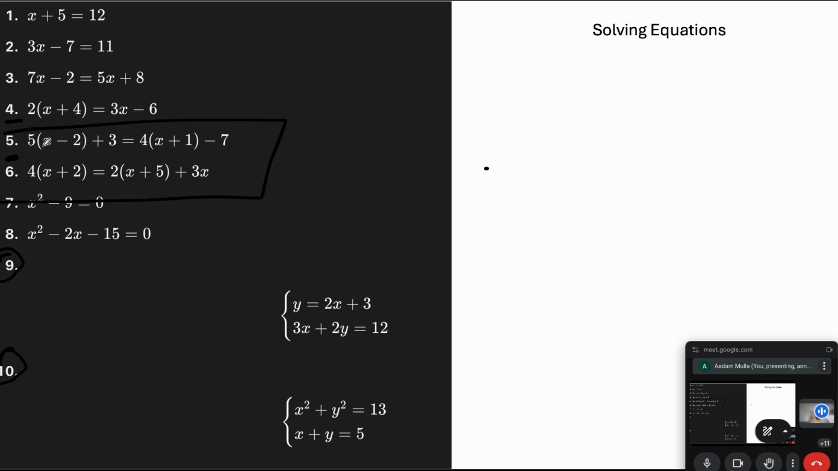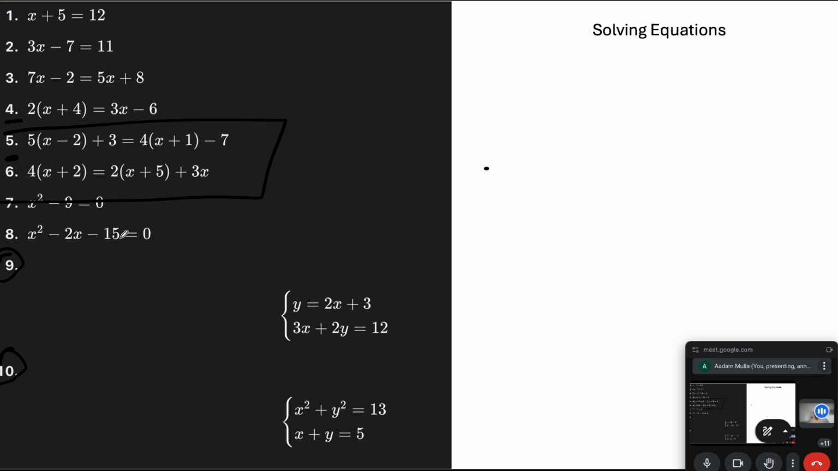Maybe 5 and 6 you would do with the written method, but one of the things you need to be able to do with your SATs is know when to use written methods and know when to use Desmos. But if you're not capable of doing these using written methods, you've always got Desmos to turn back on.